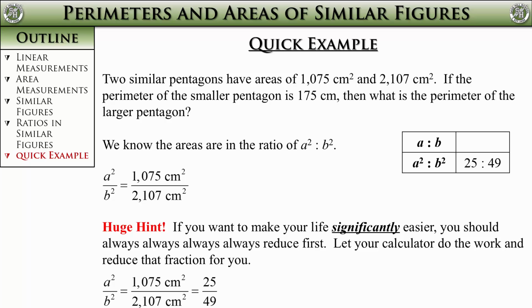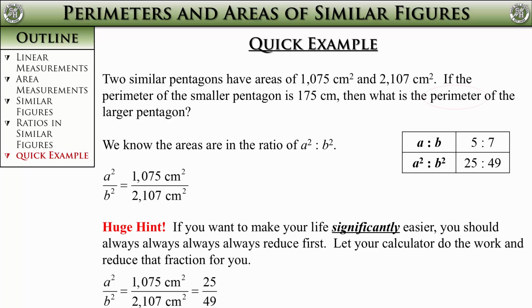If a squared to b squared is 25 to 49, we need to take square roots to get down to a to b. The square root of 25 is 5, and the square root of 49 is 7, so I can put 5 to 7 in our chart now. If you hadn't reduced first, you would be dealing with the square root of 1,075 and the square root of 2,107. Sound fun? I'm guessing the square root of 25 and 49 are probably much more to your liking. Always reduce first.